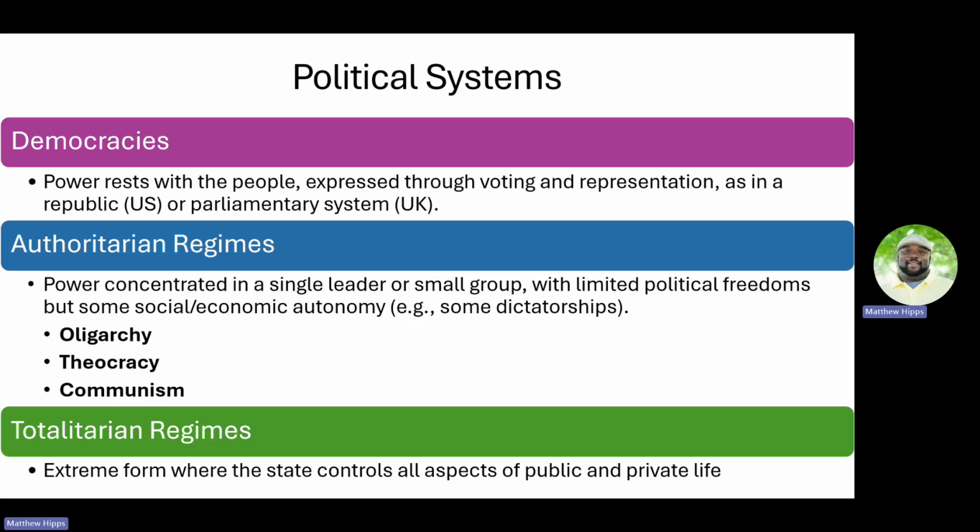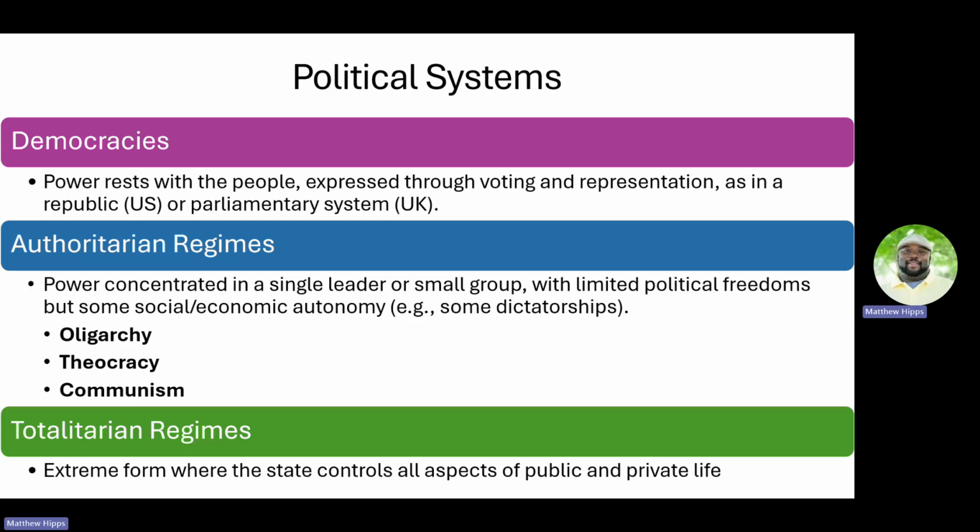There are oligarchies, which are systems that are ruled by a small, powerful elite class. Think ancient Sparta. There are theocracies, which is government run by religious leaders, where the laws are based on religious texts. So think the Vatican, where the Pope lives. And then communism is a system that aims for a classless society, where there aren't really distinctions between the rich and the poor, and they tend to be one-party states, meaning one political party dominates the area or region.